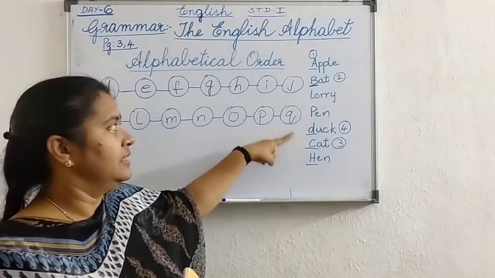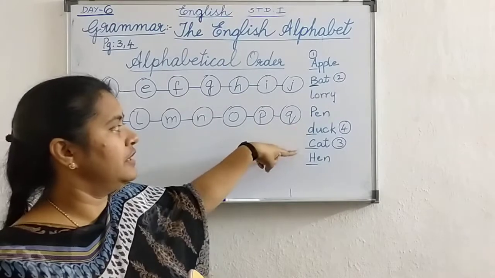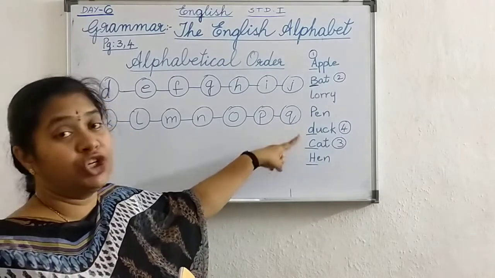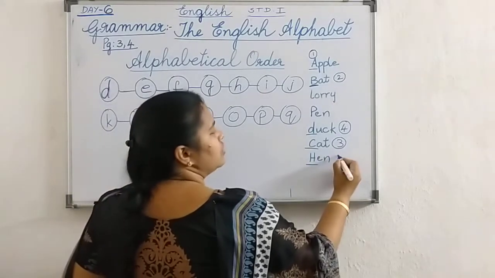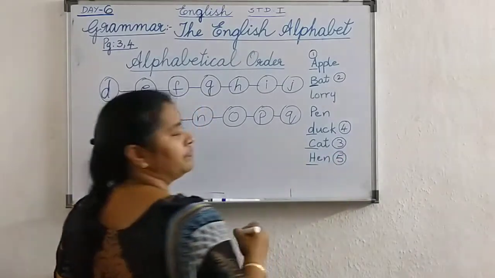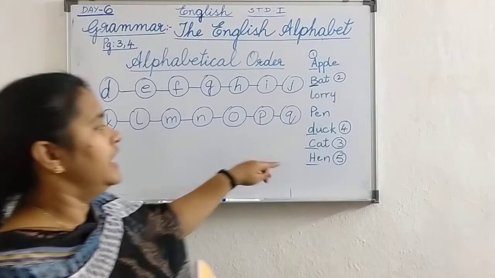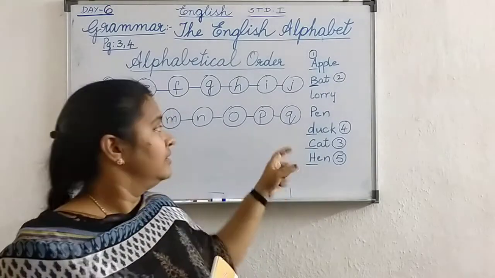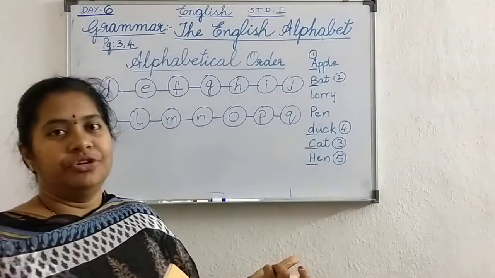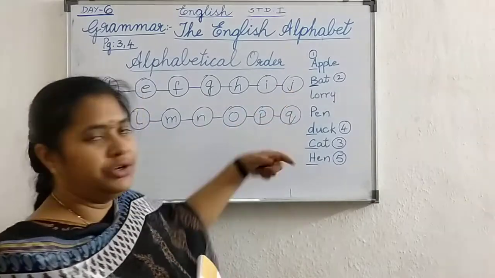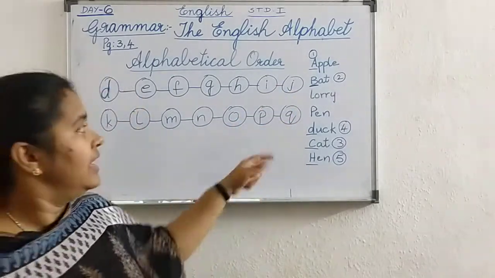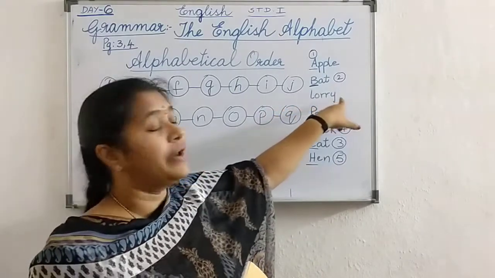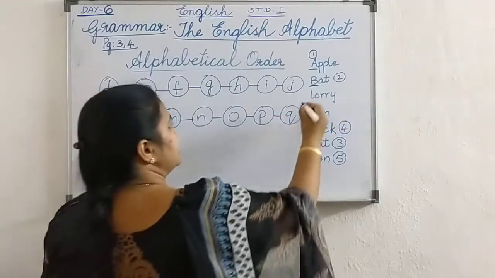E, F are not there. G, H. G also not there. H. So the next letter that comes is H. So here 5. Okay. 5, H, after I. Is I there? No. J. Is J there? No. K. Is K there? No. L. Is L there? Yes. L-O-R-R-Y. Lorry. Yes. This will come.